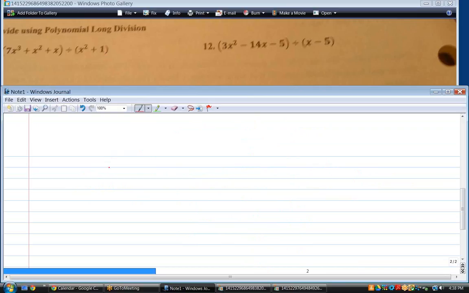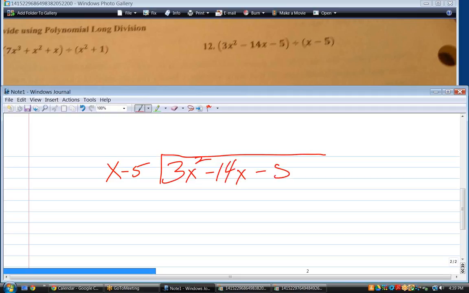All right, let's do the same thing here. We don't need a dummy variable here. At least we don't need it. Yeah, we don't need it. Okay. You don't need one. This is more straightforward. Why don't you do this one for me? What goes here? 3x. Then what?